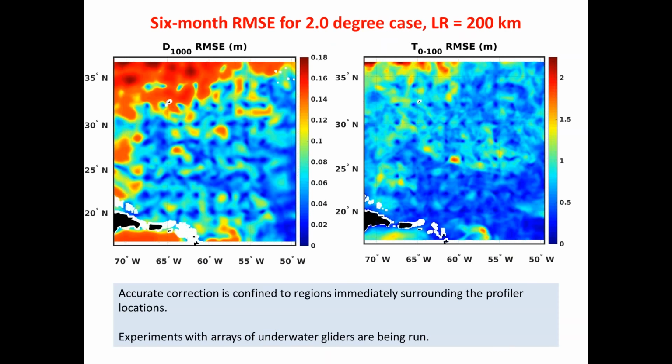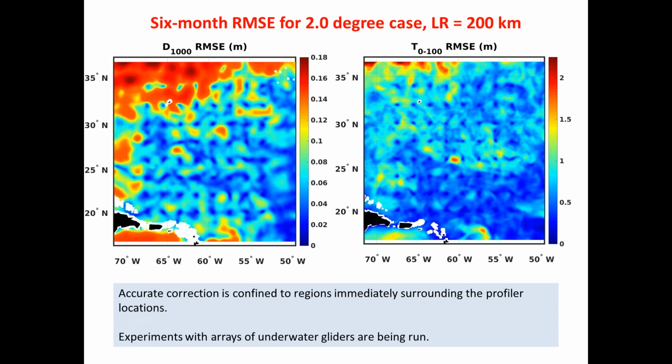And if you look over the 5-month analysis period, 1 June to 31 October, you see a map of root mean square error calculated at each model grid point between the experiment and the nature run representing the truth. This is for the 2-degree case. So what you see is how the errors are reduced on average over the entire analysis period.